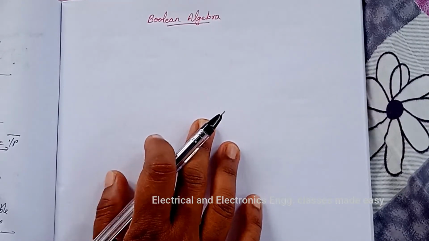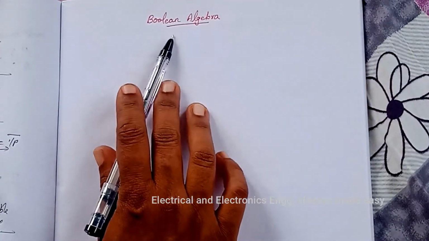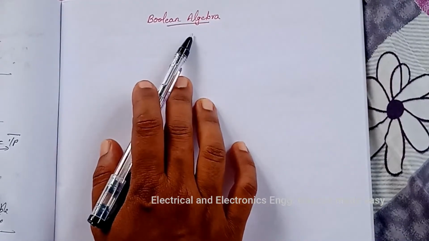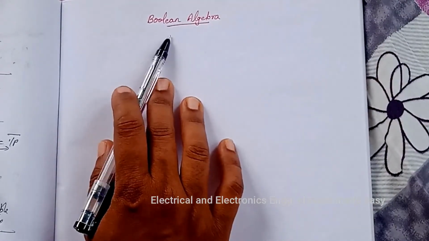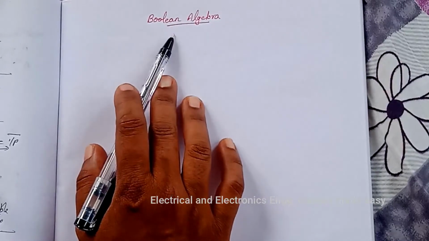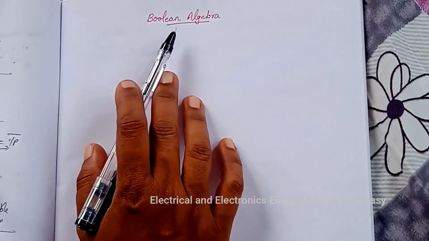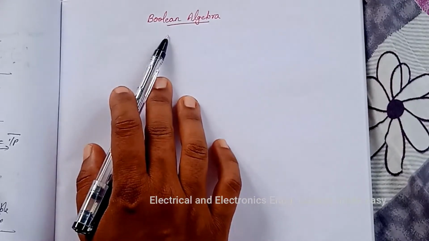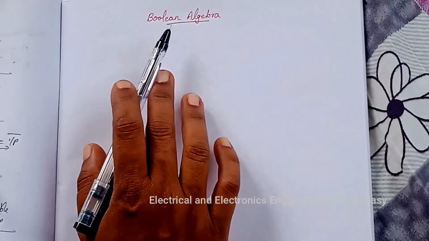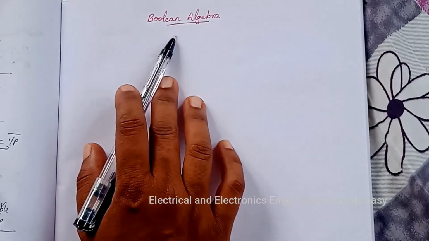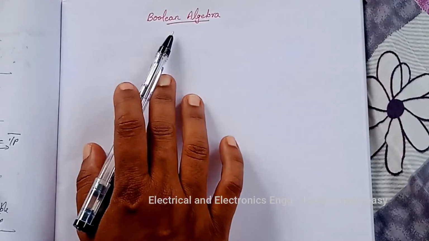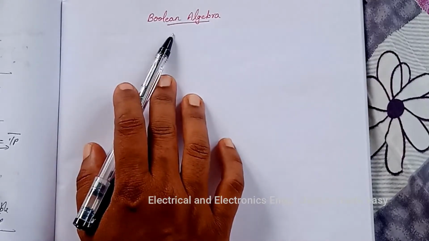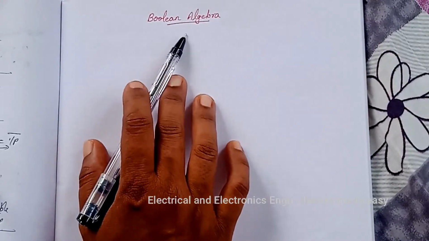Welcome to a new class. Today's class is about Boolean algebra. Boolean algebra is a system of mathematical logic. Any complex logic statement can be expressed by a Boolean function. Boolean algebra is governed by certain well-developed rules and laws.